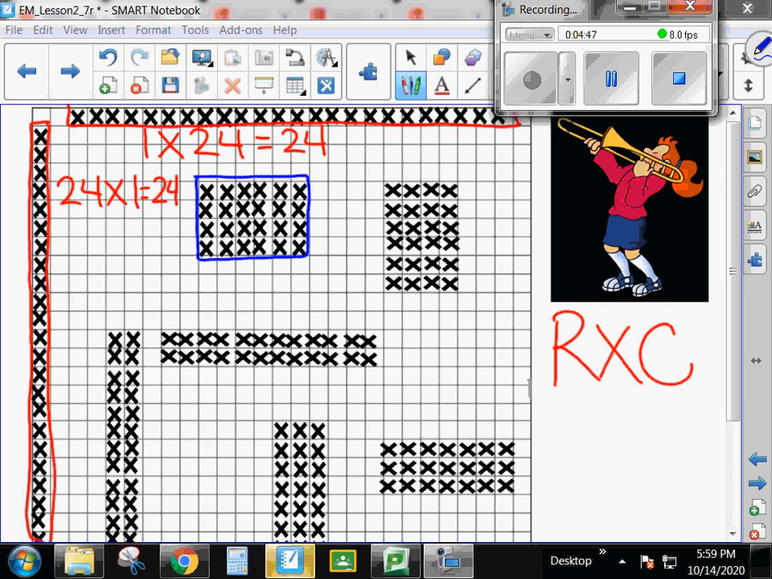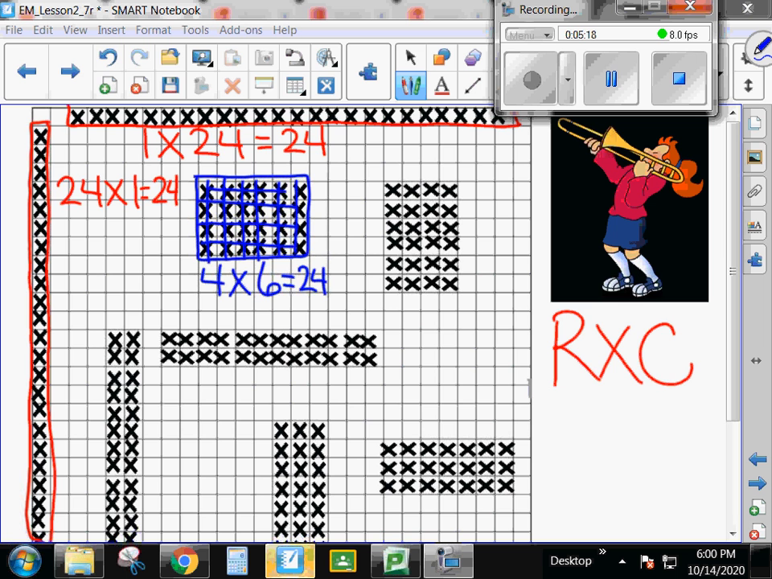So here I have 1, 2, 3, 4 rows. And how many columns do I have? Well, I have 1, 2, 3, 4, 5, 6. So this number model is 4 times 6. Now what does that equal? Well, it should still equal my 24, right? We're including all of our trombone players. We don't want to have any left over off to the side. We want them all included in our arrays.